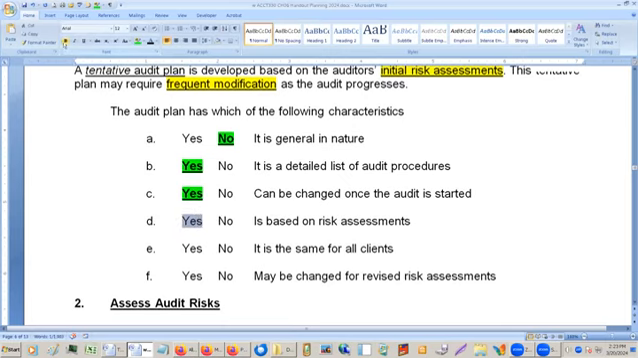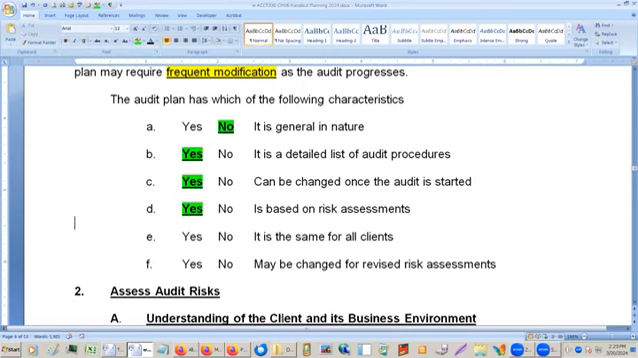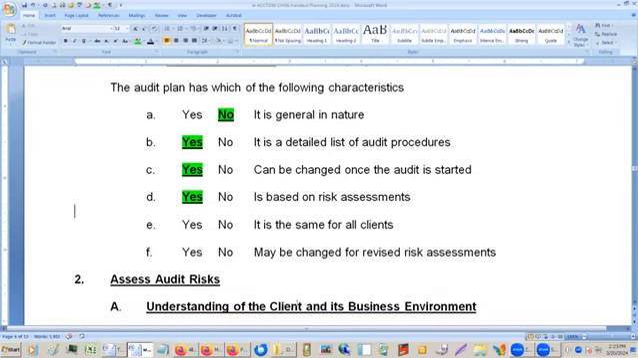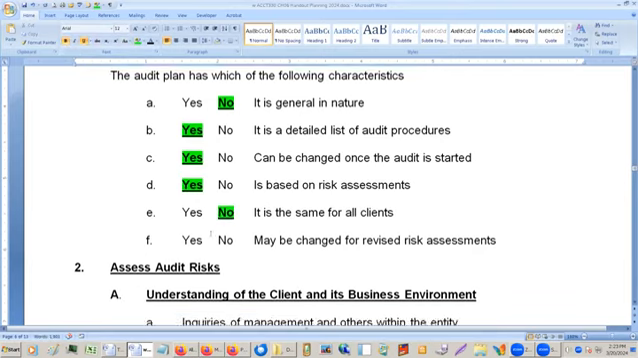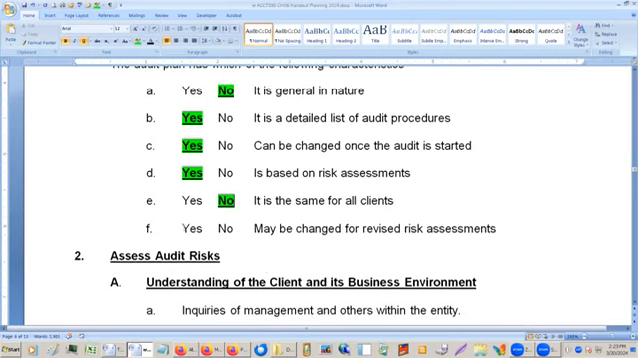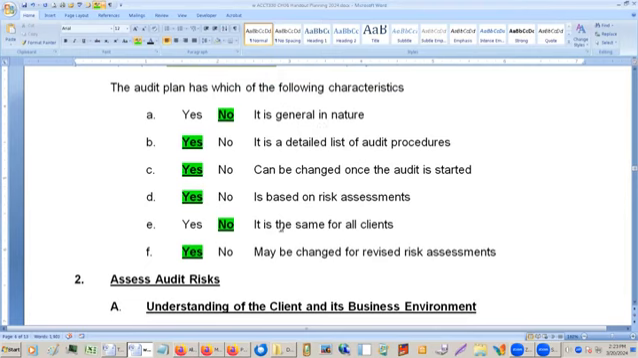Yes. Everything we do is based on that audit report and whether things are materially misstated or not. Is it the same for all clients? And maybe revise, we kind of talked about that, yes. Okay, that's right. So this kind of audit plan is not general, it's very specific in nature.